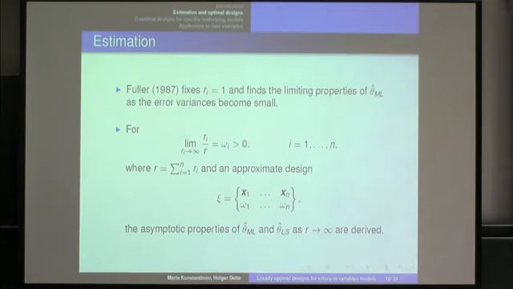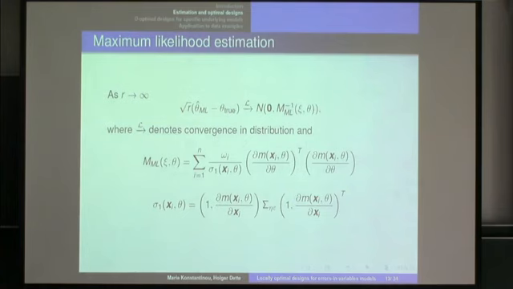So following Fuller's methodology, we find the asymptotic properties of both the maximum likelihood and the ordinary least squares estimator as the sample size increases. In particular, we showed that the maximum likelihood estimator has a limiting normal distribution. It is an unbiased estimator for the true parameter vector, and the information matrix differs from the classical one only through the function sigma 1, which involves the variance covariance matrix of the errors.